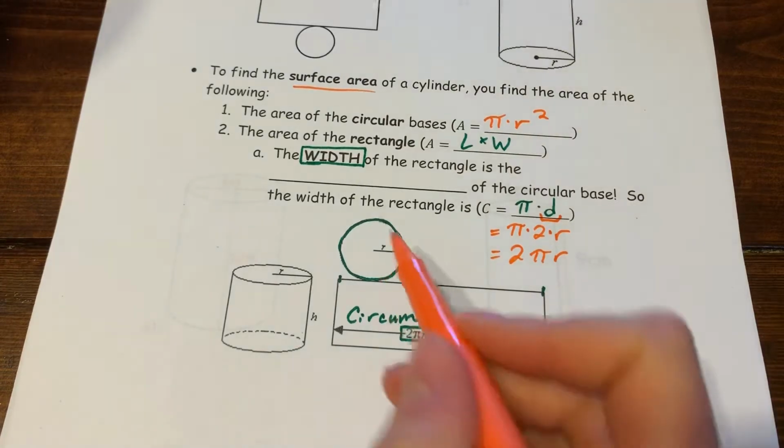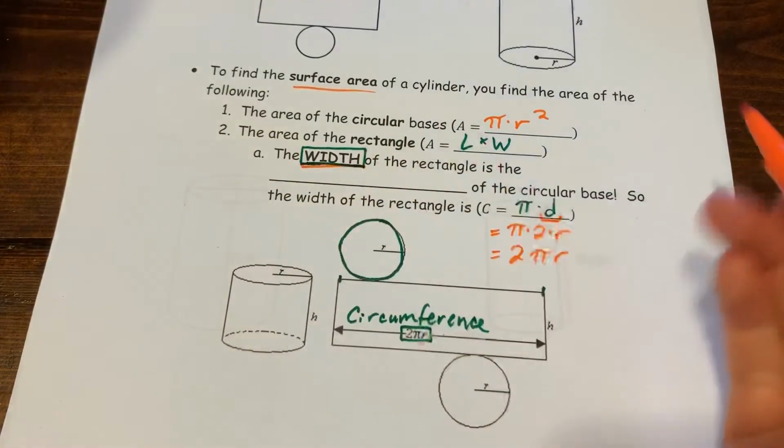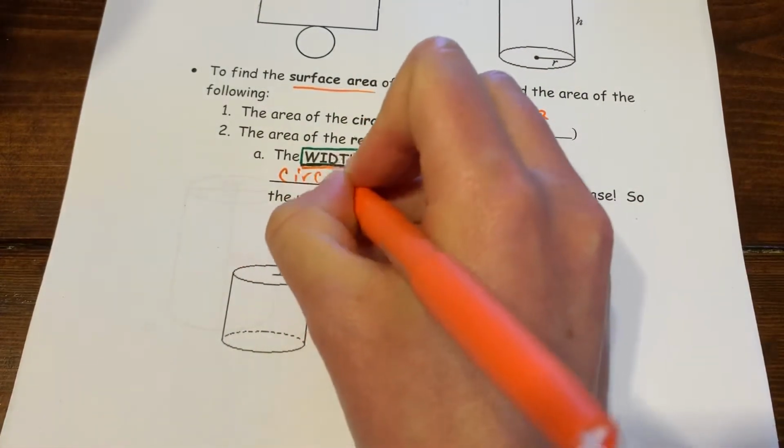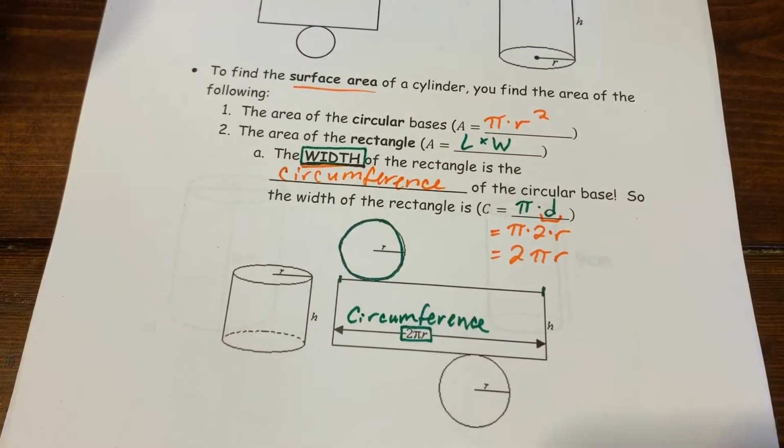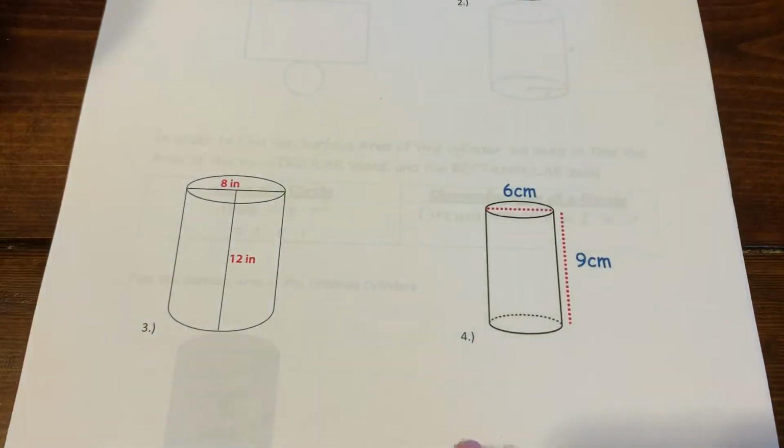So again, what's really important is for the width of the rectangle, you need to use the circumference of the circular base. So again, please watch that Clorox video. I unwrap the label on a Clorox bottle to demonstrate that the width is equal to the circumference. So let's jump into a couple of examples.